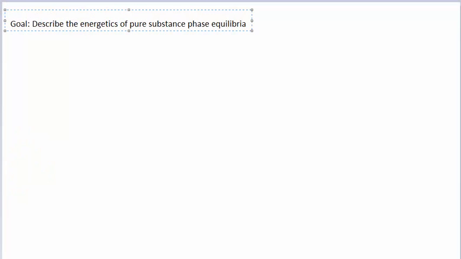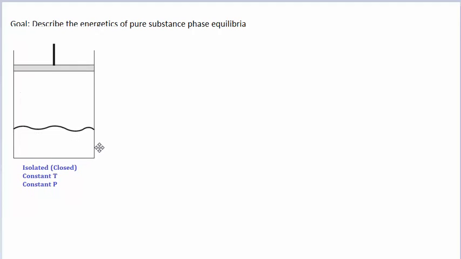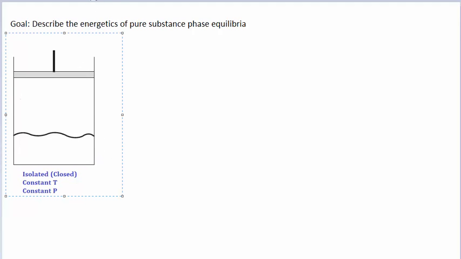So imagine you have some sort of system like this, a closed system, in particular isolated at constant temperature and constant pressure. Say for now that this region right here is some sort of vapor and this is some sort of liquid. For instance, this might be water. It's a pure substance system because we're only dealing with water, and it's a phase equilibrium problem because we have two different phases. We have a water vapor up here and we have liquid water down here.